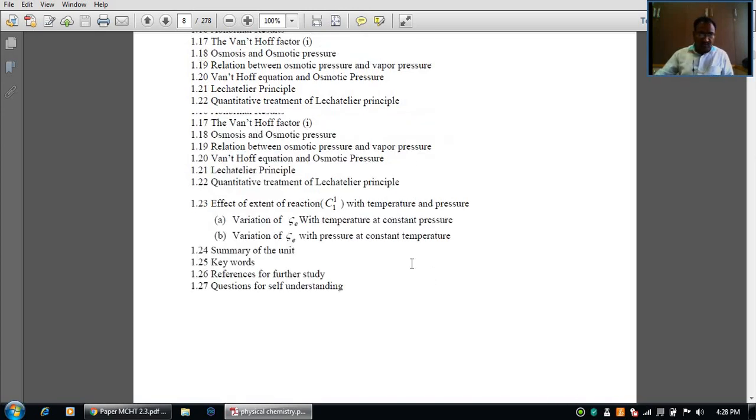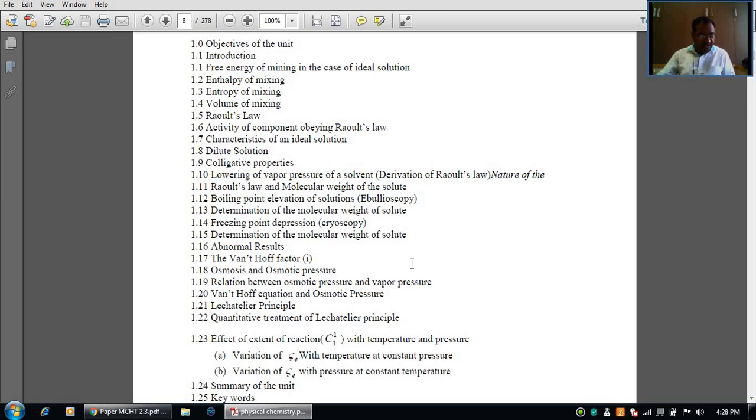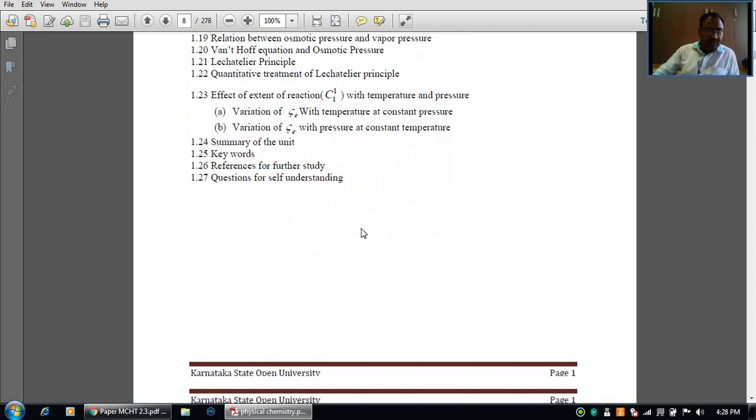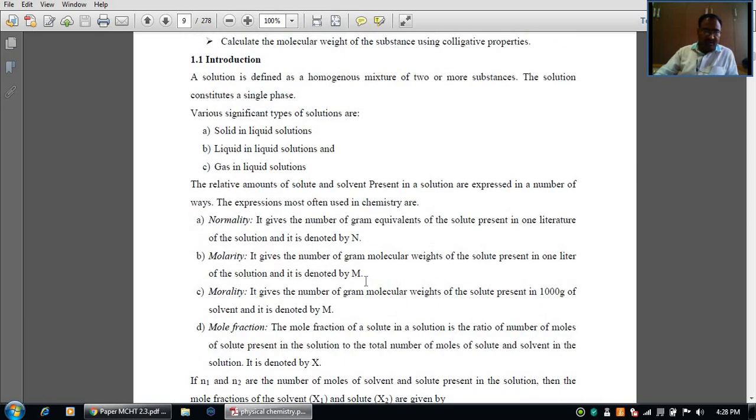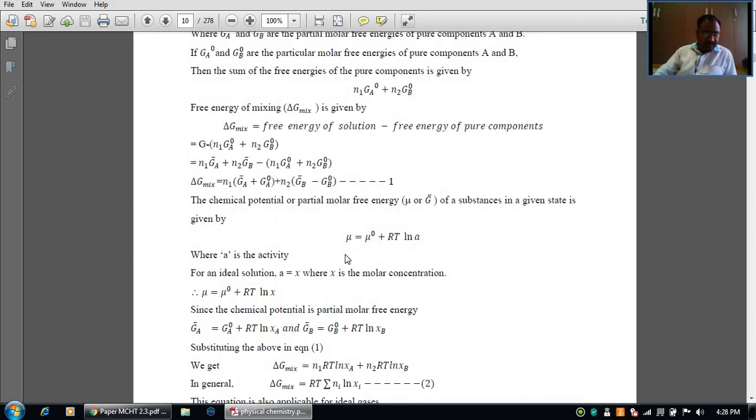Question number 2 is a full, complete question from block 1 only. Question number 3 is from block 2, the 4th from block 3, and the 5th question from the last block, meaning block 4. Another 2 questions are there, question number 6 and 7. Question number 6 is a combination or compilation of block 1 and block 2. Question number 7 is a compilation of block 3 and block 4.